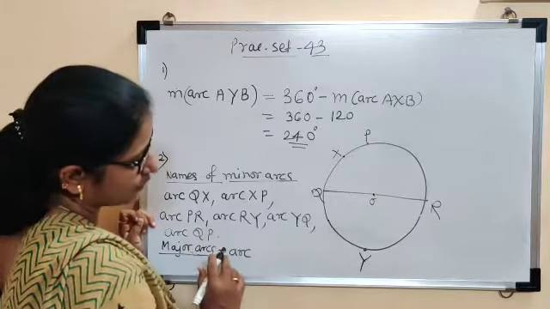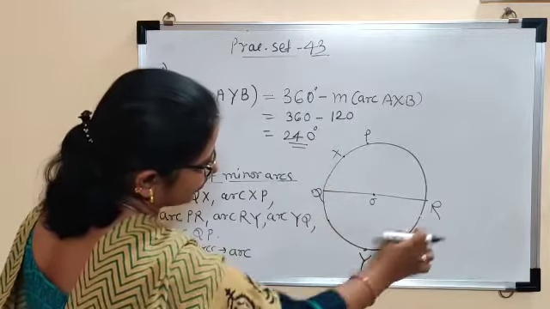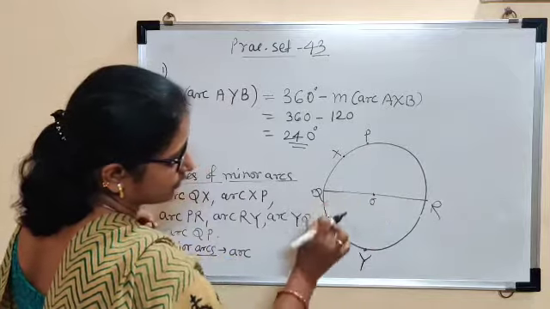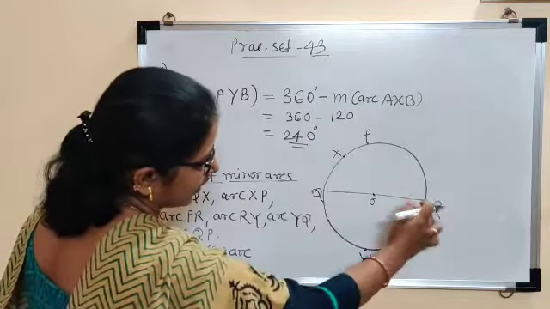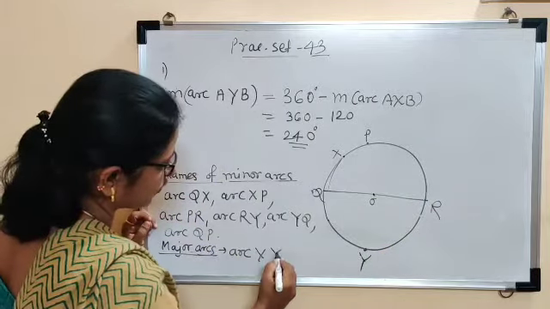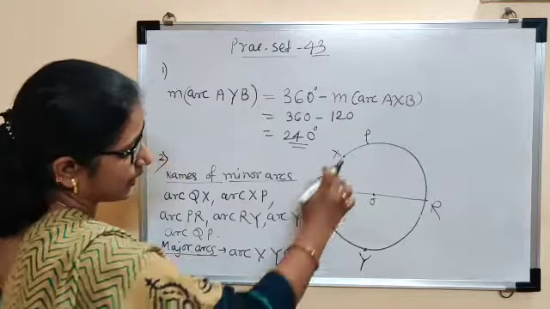Major arcs. First we will write arc XYR. It should be bigger. See, it is a semicircular arc. It should be bigger than a semicircular arc. XYR, this much, till here. Arc XYR.